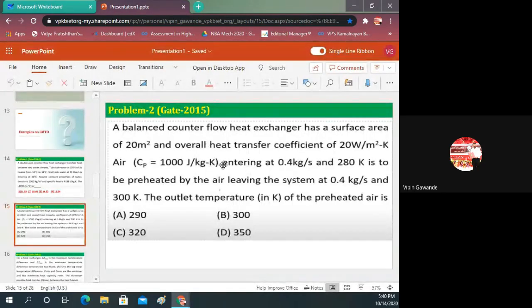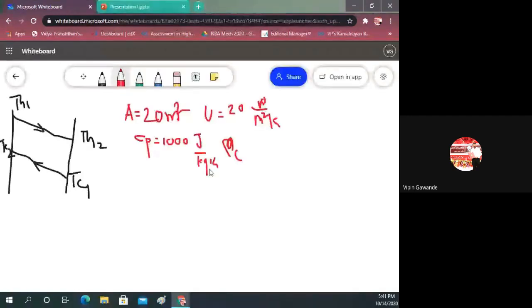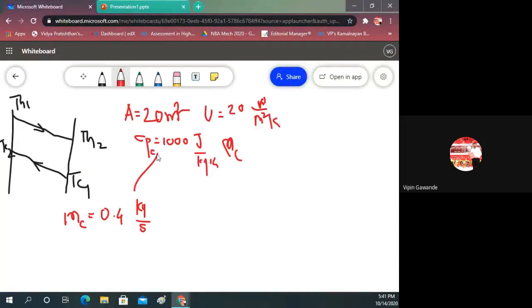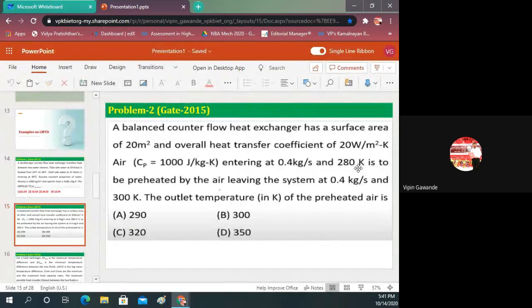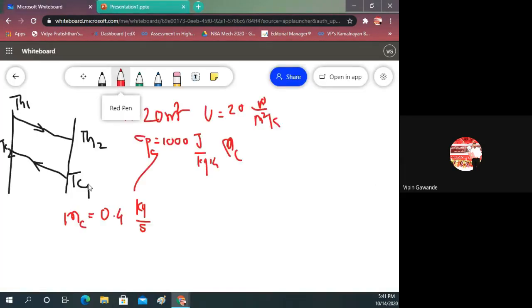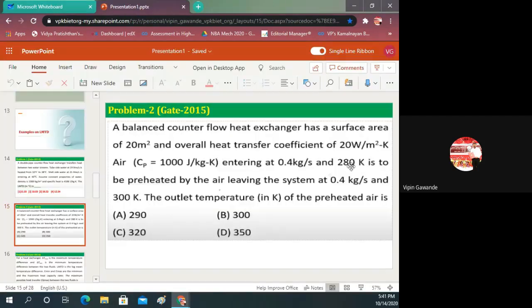Now air is entering at 0.4 kg per second. Now air means what? That becomes our cold fluid. So here this is mC, 0.4 kg per second, times this Cp. So this is for the cold fluid Cp. And 280 Kelvin. 280 Kelvin means it is the entering temperature of that air, so it is given in Kelvin.